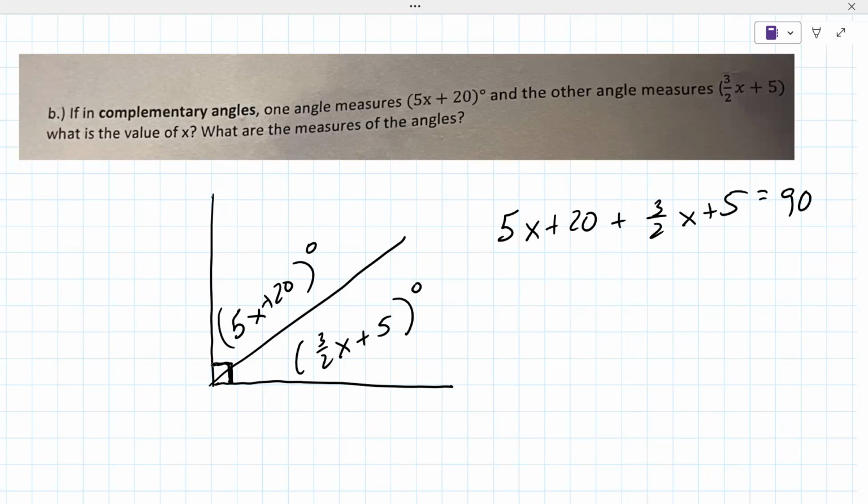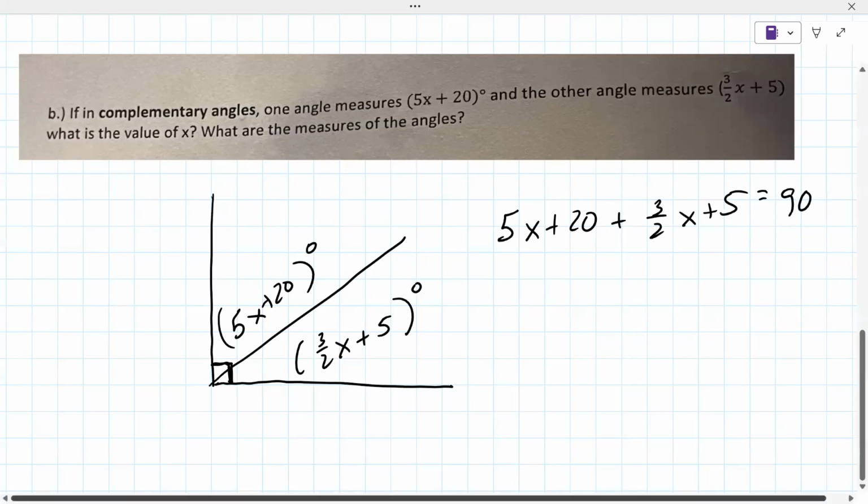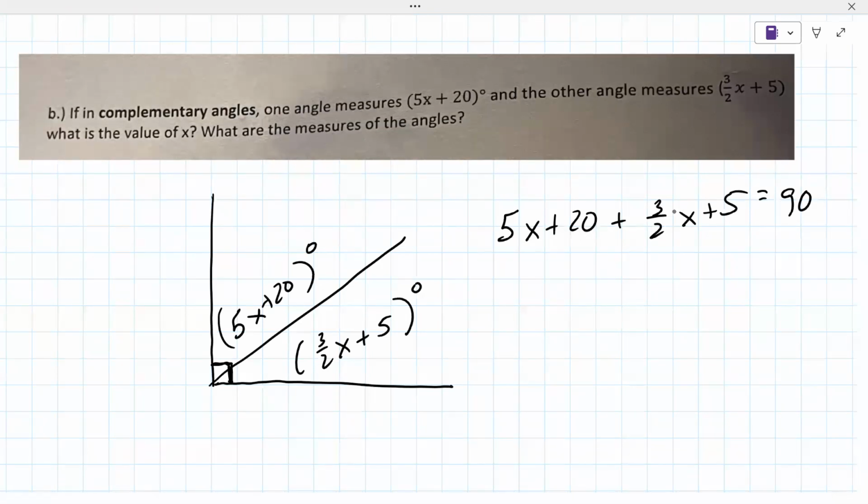Okay, I got it down. Right, so one of the things you should notice right away is, boy, there's that awful fraction. In the previous problem, we just started combining like terms, and we can combine 20 and 5, but the 5x and the 3 halves x, not so easy to combine. So what I would recommend doing here is multiplying everything by 2.